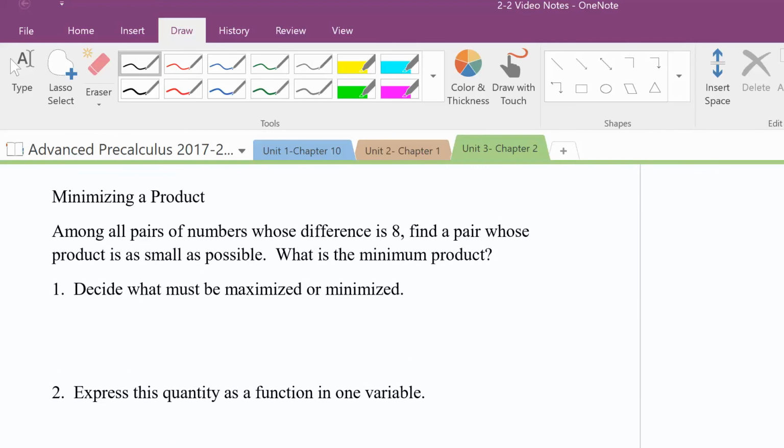Minimizing a product. Decide what must be maximized or minimized. For example, here, you have a product, right? X times y. But you know the difference, x minus y, is equal to 8.